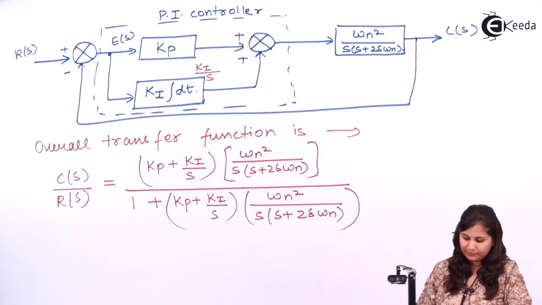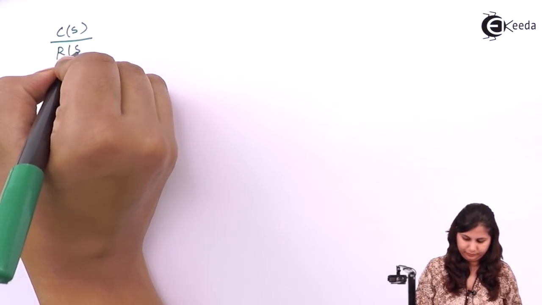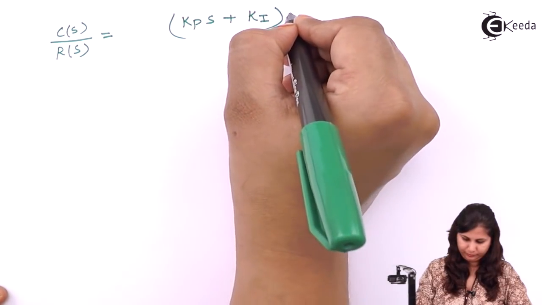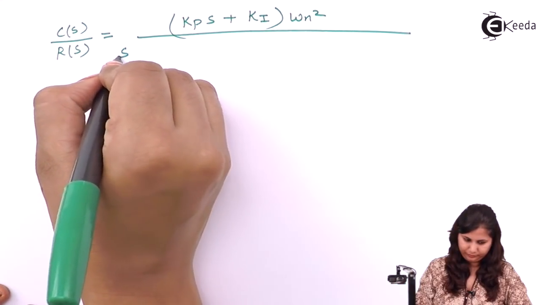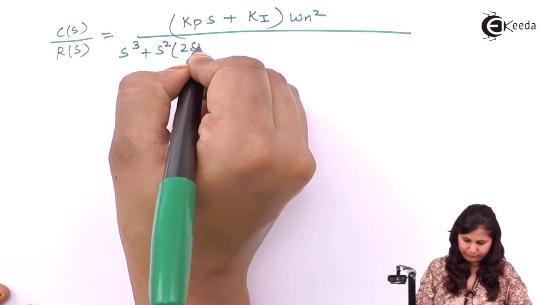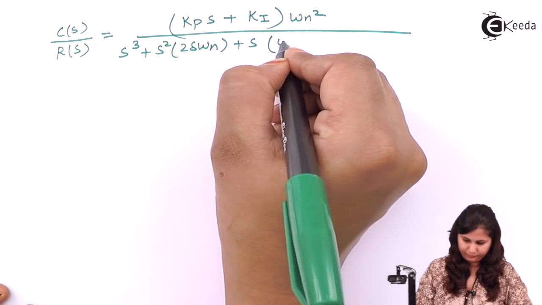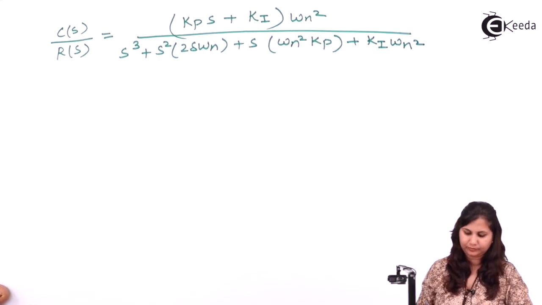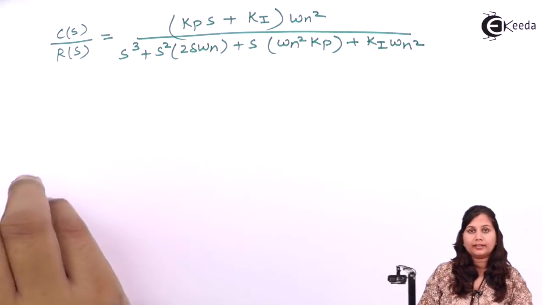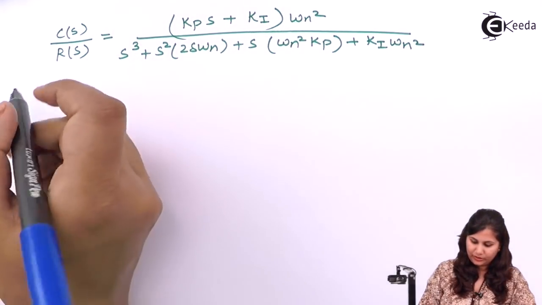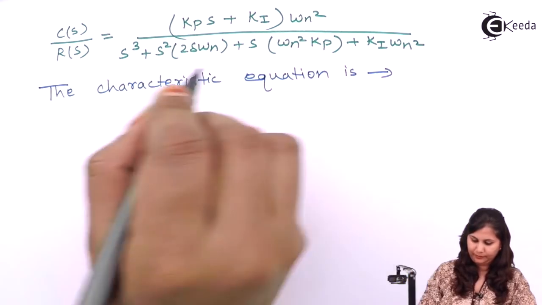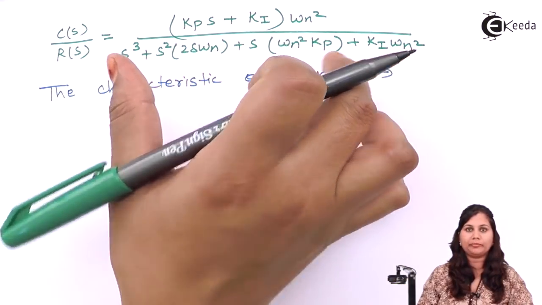Now let's simplify this. We will get, so this is the overall transfer function we have got. Now just write the characteristic equation. So the characteristic equation is given by the denominator polynomial equated to 0.